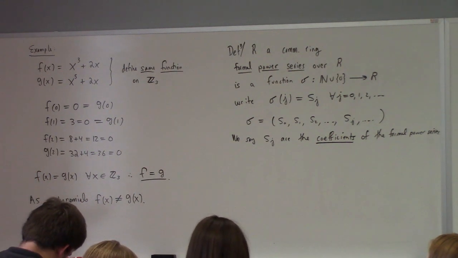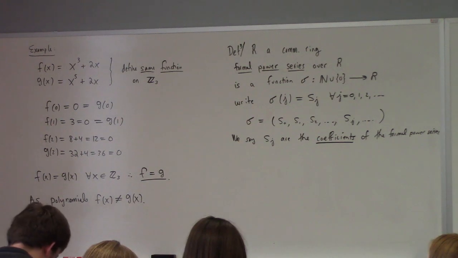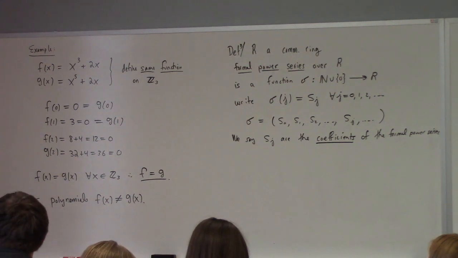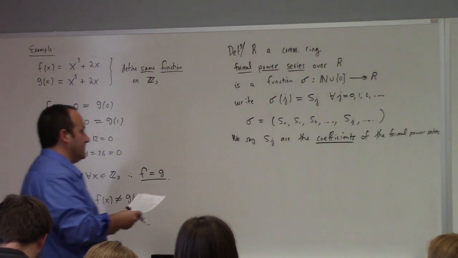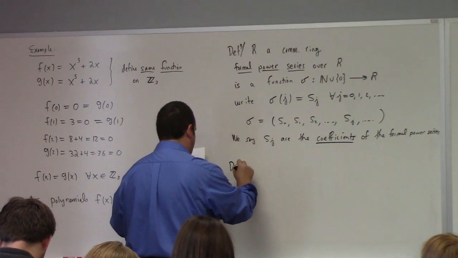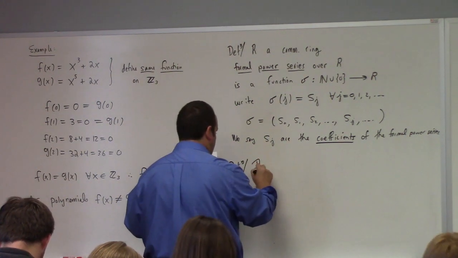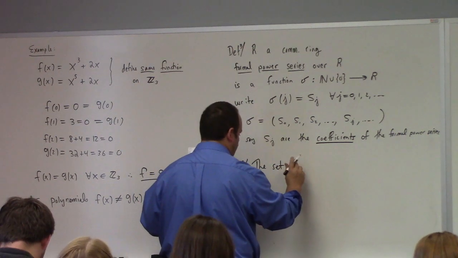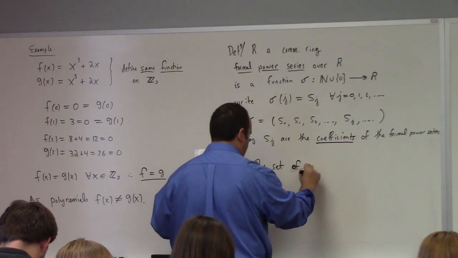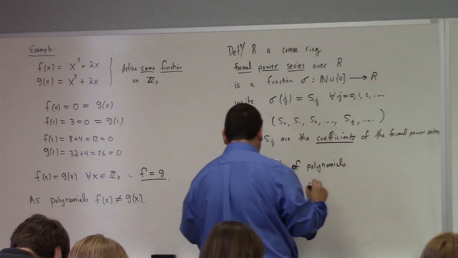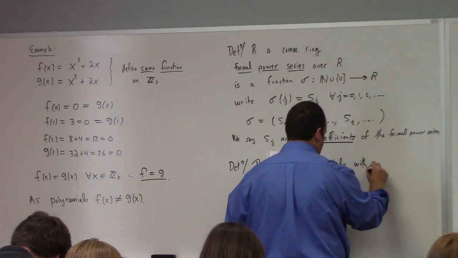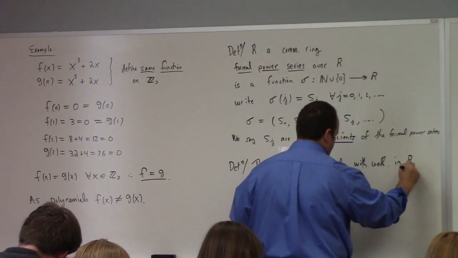The reason we say formal is there's no notion of convergence here. It's totally possible that all of the s's could be 1. We could have the sequence 1, 1, 1, 1, 1, 1, 1, 1, 1. That would be a formal power series, right? For example. Now, what's a polynomial? The set of polynomials with coefficients in R is denoted what?